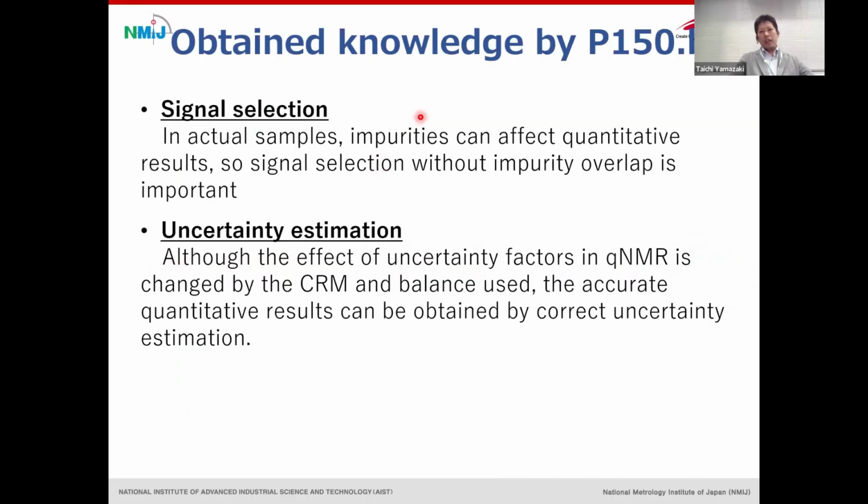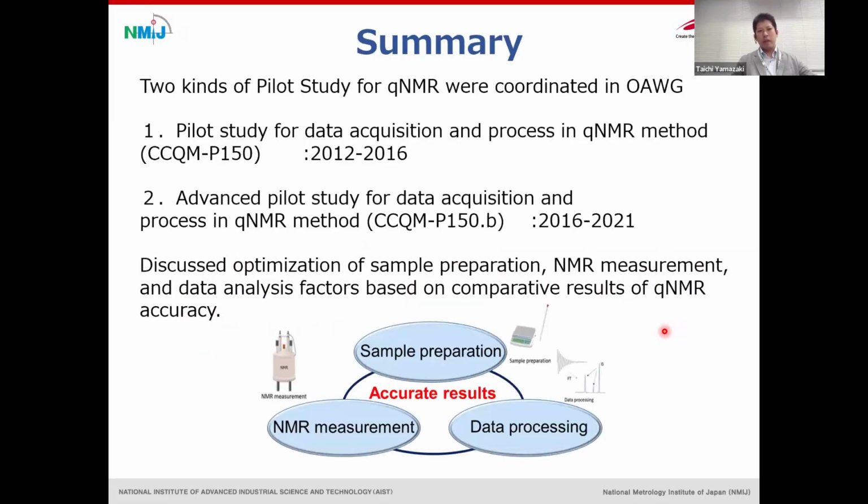So obtained accurate acknowledgement by this comparison, the signal selection is important. And at the time, uncertainty estimation is difficult as a result. Also, the effect of uncertainty factor in qNMR is changed by the CRM and balance used. The accurate quantitative result can be obtained by correct uncertainty estimation.